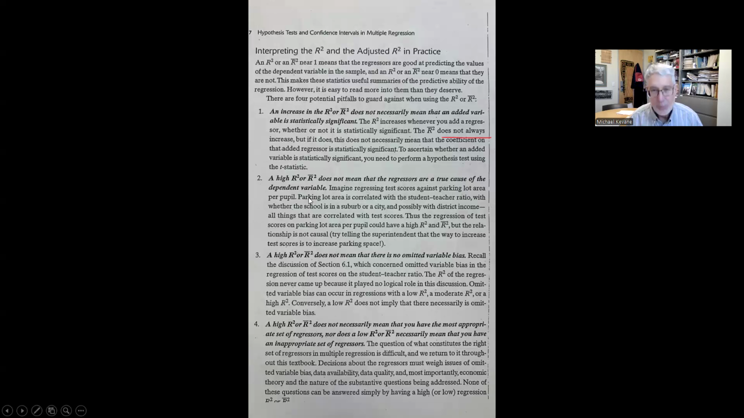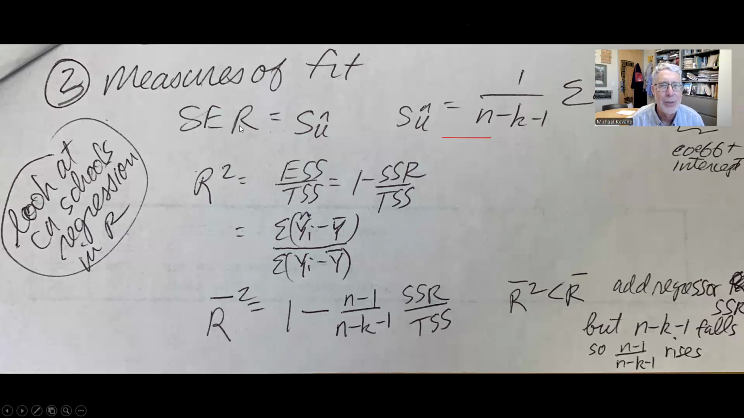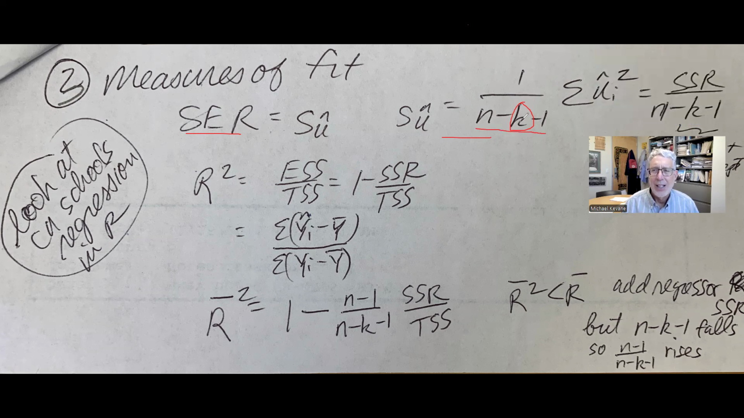Let me talk about goodness of fit measures. We'll have a new formula for goodness of fit. We'll still have the standard error of the regression, but now we're going to subtract the number of regressors in the denominator, so it'll be n minus k minus 1. K here is the number of regressors, the explanatory variables, that we have.